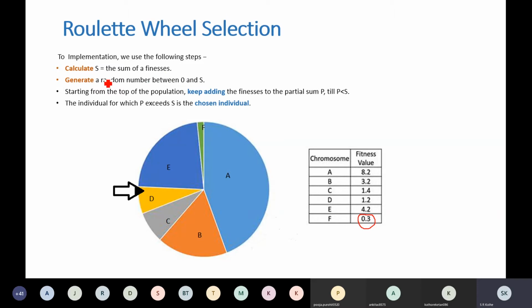We will calculate a value of variable s. What is this s? S is the sum of fitness, the sum of all these fitnesses. So this is s, you add all of them, all f values. Then generate a random number between 0 and s.